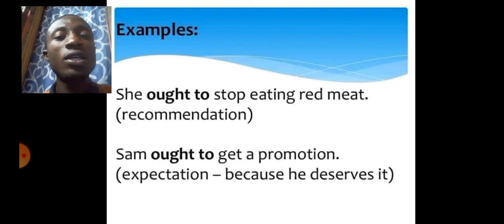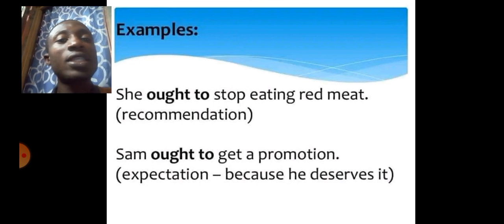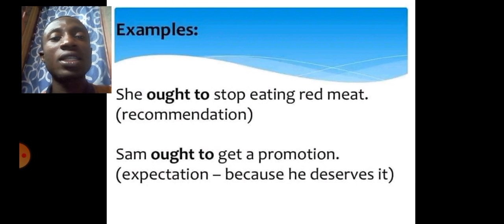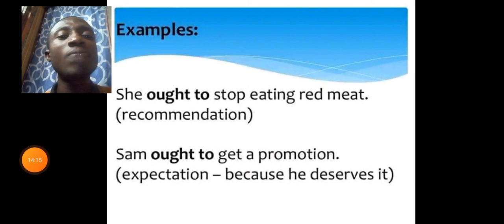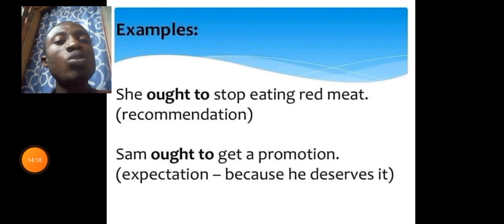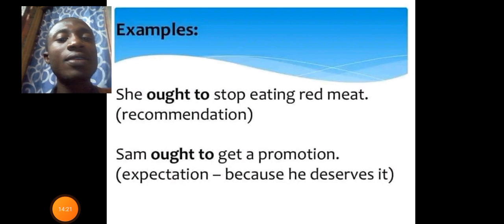Number 2, Sam ought to get promotion. Here, it is used to make an expectation.